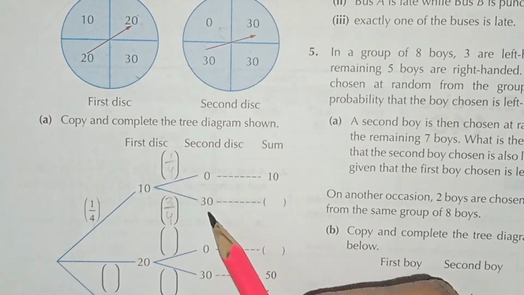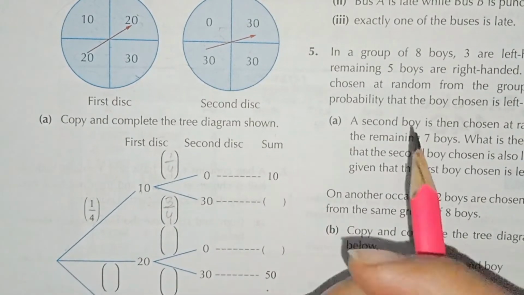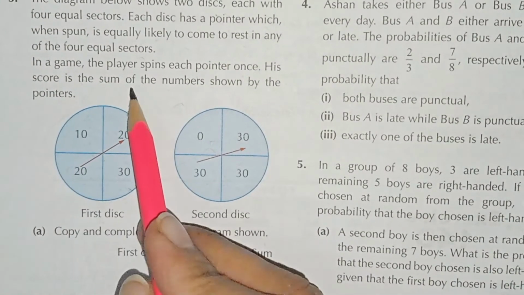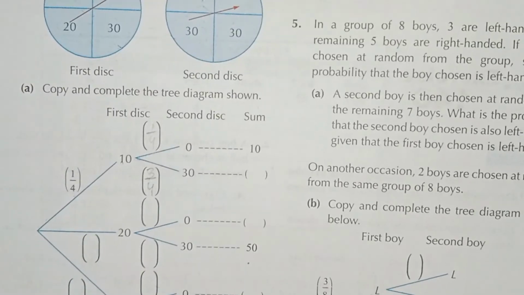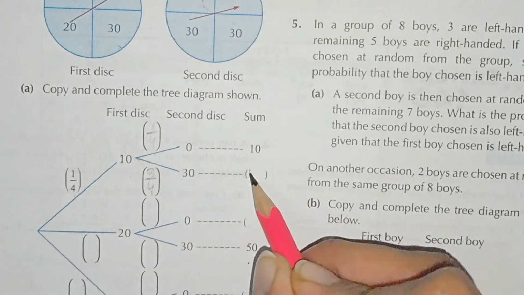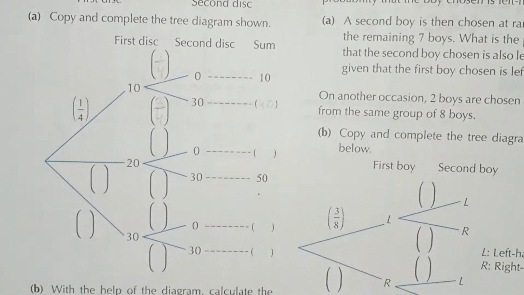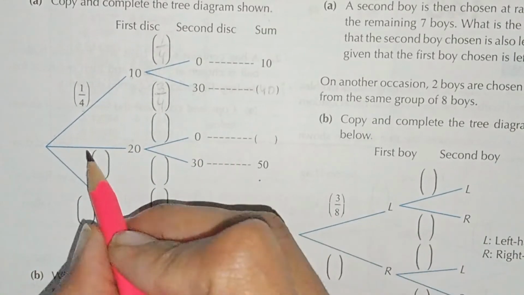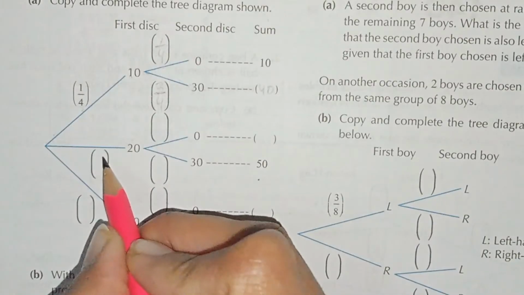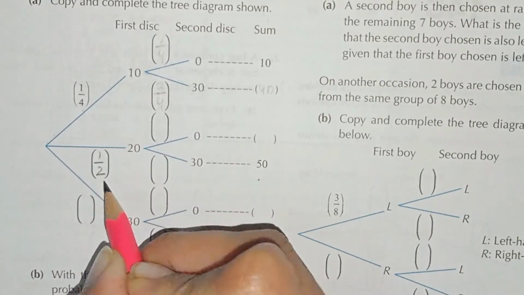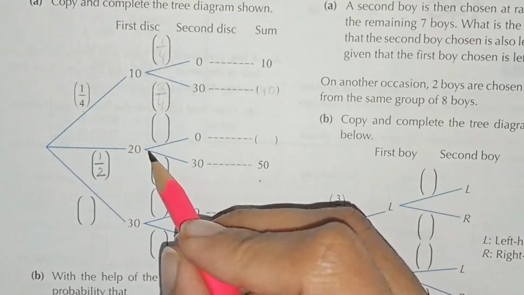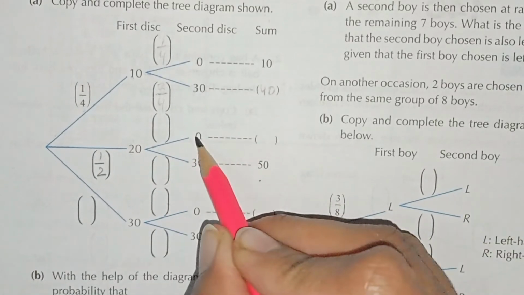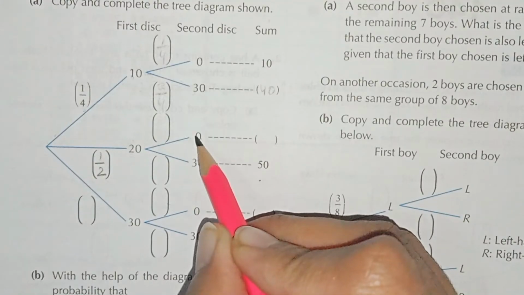This is the first disc and this is the second disc, and this is given in the question. Okay, that is the score. That's why we are writing the sum of these, and we get 40 there. And in the second, the probability of getting 20 is 2 by 4, which becomes 1 by 2, and the probability of getting 20 in the second is 0.